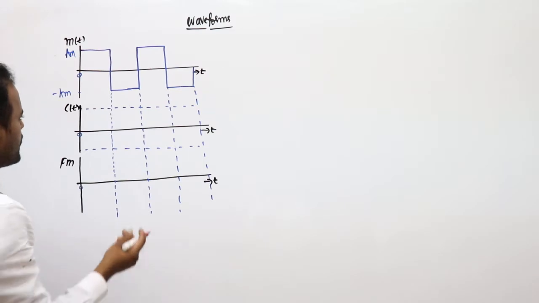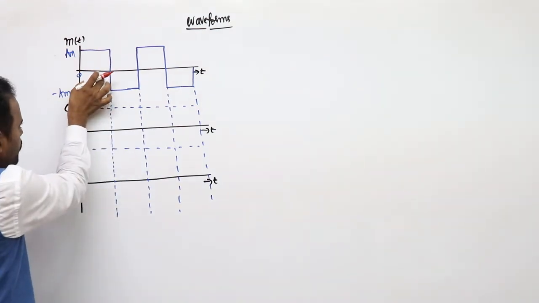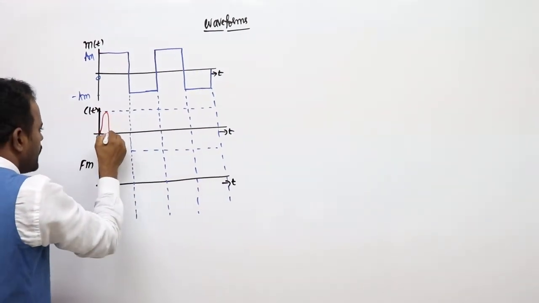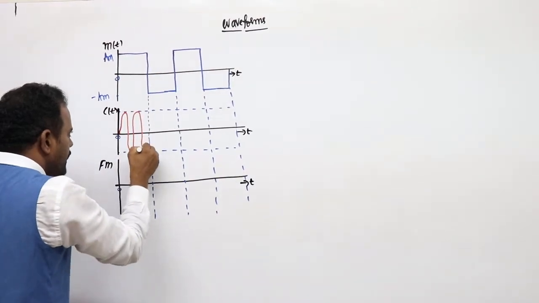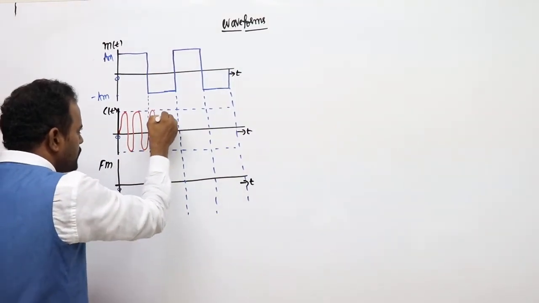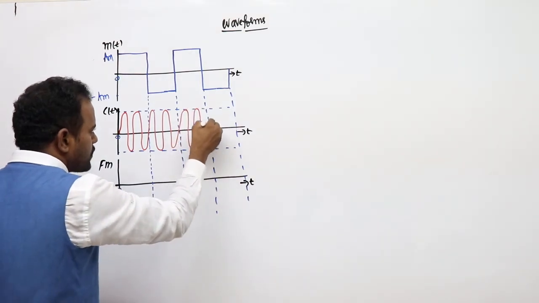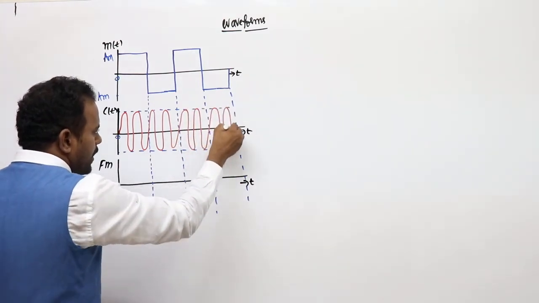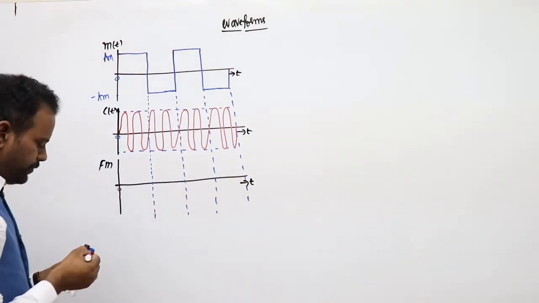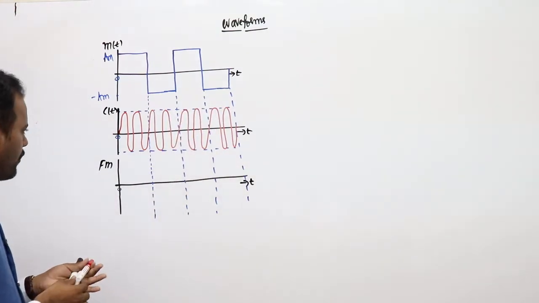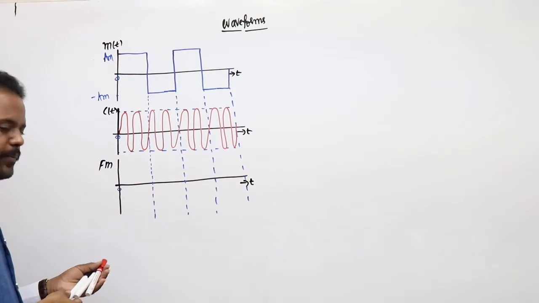For our clarity of understanding, in each duration of the message, I am taking 2 cycles of the carrier. Not generally 2, it will be more. Just for your understanding, I am indicating its frequency is more, like I am taking 2 cycles. Now, I want to draw the FM signal.